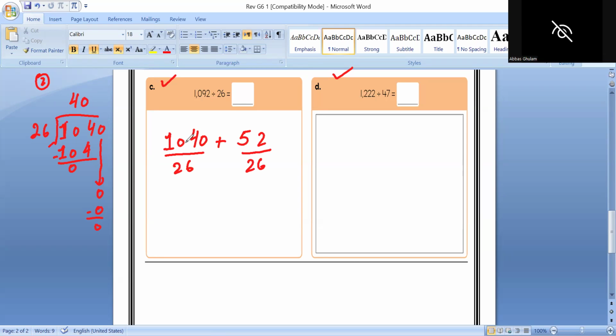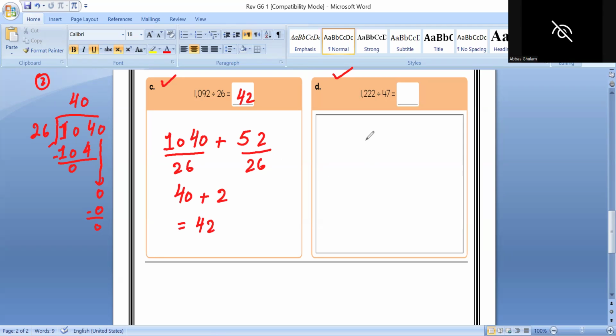So it means if we divide this number by 26, it will give me 40. Then plus 52 dividing by 26. Yani 26 times 1 equal 26. 26 times 2 equal 52. It means it is here 2. So that is equal to 42. I can write here 42.